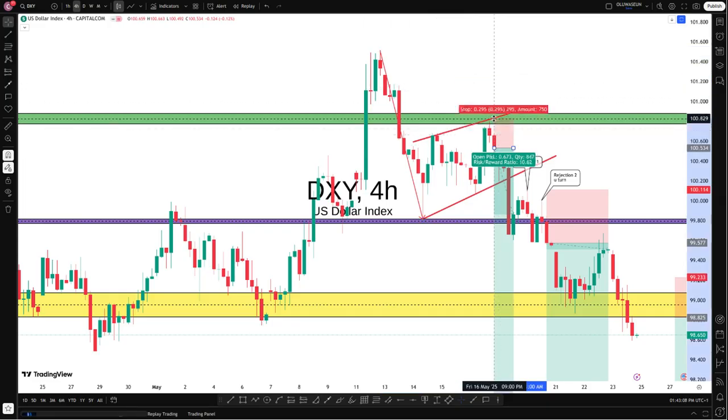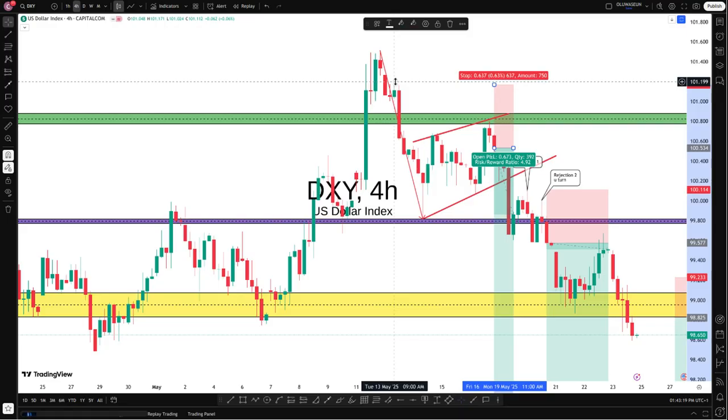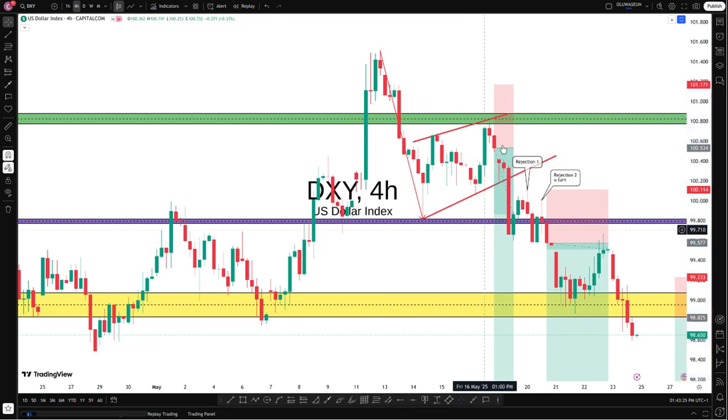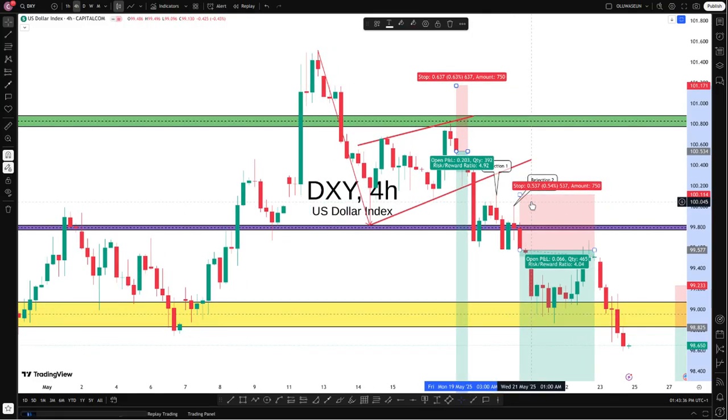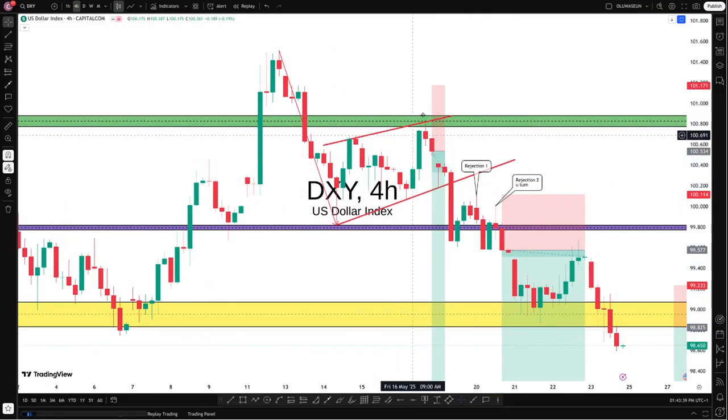Sometimes I like my SL to probably be here or probably here, but most times I like it around this area to cover for necessary damages. So this would have been the first entry. Mind you, I didn't get in here, but this would have been a good entry. Why didn't I enter here? I love to see formations of two rejections in my entry, and I didn't see any formation here. More so, this candle didn't really close lower than this one, which would have given me an evening star to enter.